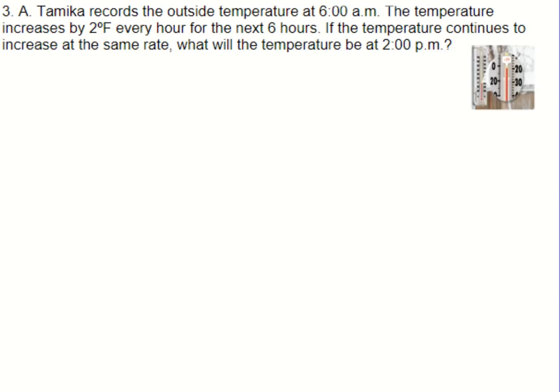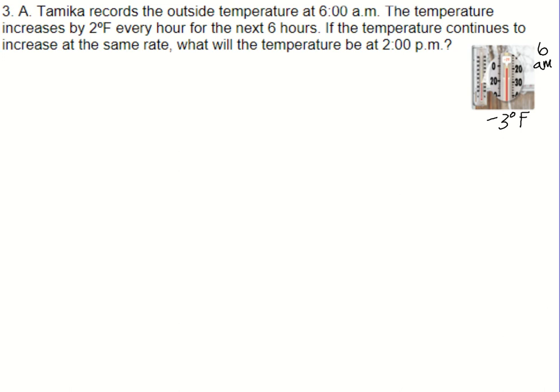So Tamika records the outside temperature at 6 a.m. That's what this thermometer is. This is the temperature at 6 a.m. I know it's really hard to read, so I'll tell you what it is. It says -3 degrees Fahrenheit. It's very, very hard to read.